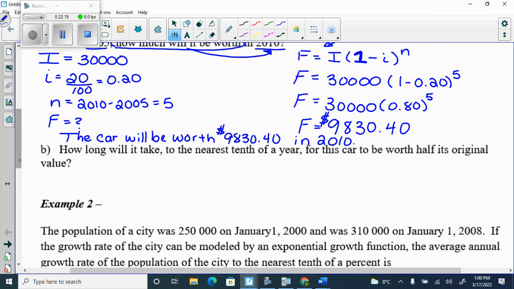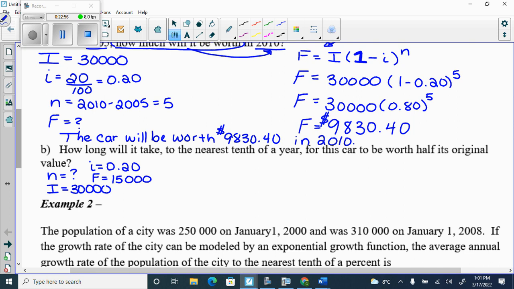B says, how long will it take to the nearest tenth of a year for the car to be worth half of its original value? So they're making us look for n. We need to have the rest of the things in order to do this. So my initial is still 30,000. My interest rate is still 0.20. What changed? Final is what? 15K. Because it's half of the original. So we're going to fill it in.